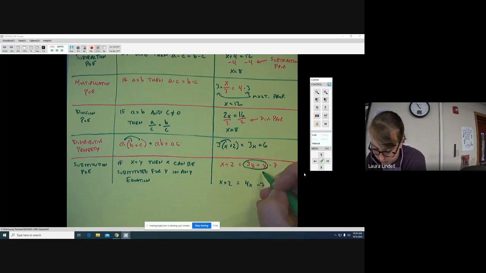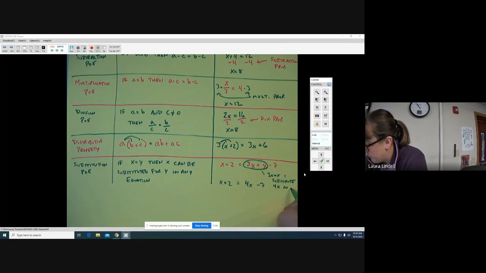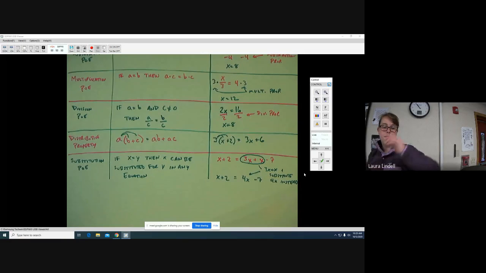So here, we took 3x plus x, substituted 4x instead. So we took 3x plus x and we substituted 4x instead because those are equal, right? So that would be substitution. We'll also see that if you were to go and take a value for x and plug it back in to an equation and stuff like that, that's all substitution there.